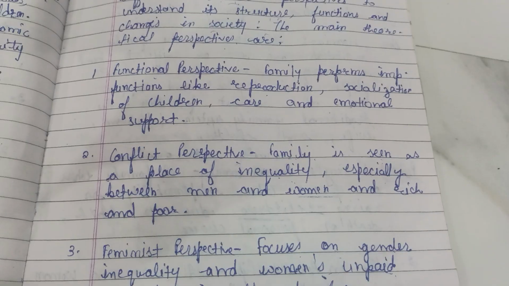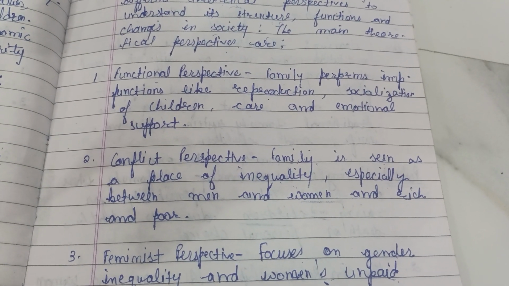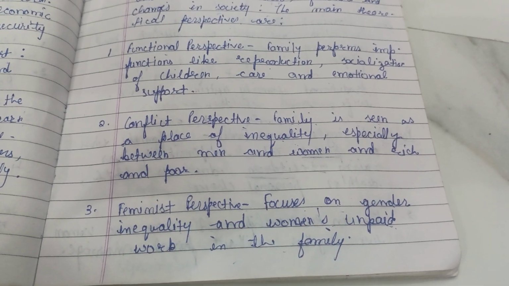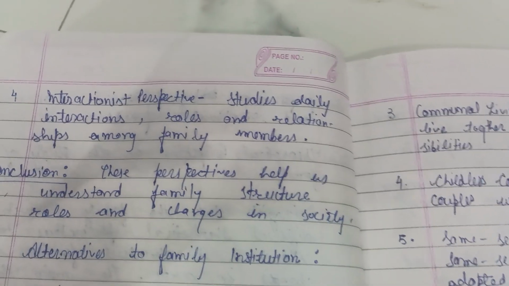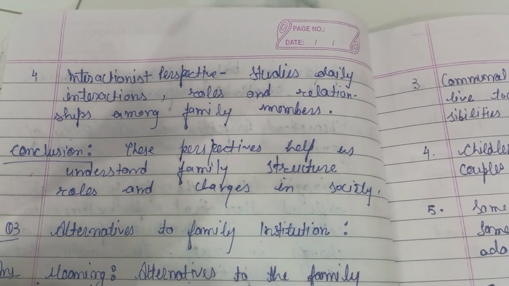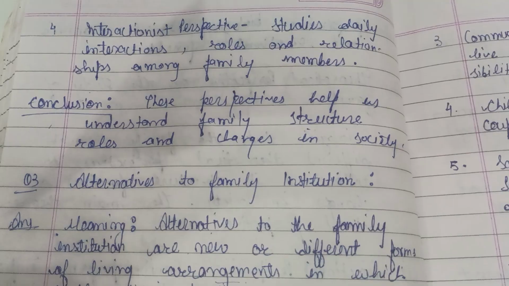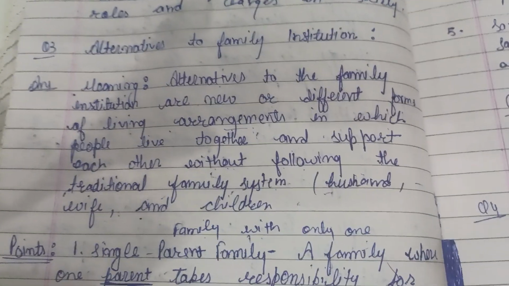Conflict perspective. Family is seen as a place of inequality, especially between men and women and rich and poor. Feminist perspective focuses on gender inequality and women's unpaid work in the family. Interactionist perspective studies daily interactions, roles and relationships among family members. Conclusion: these perspectives help us understand family structure, role and change in society.